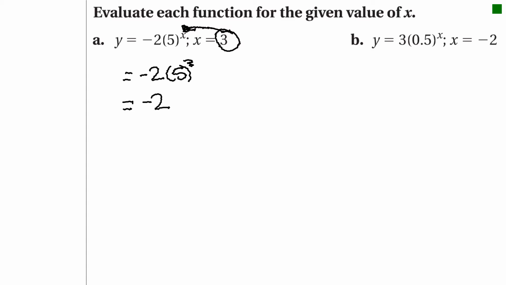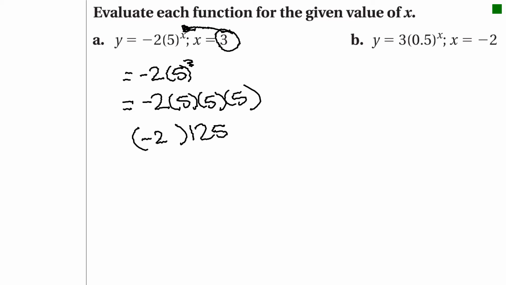I'm going to expand this out: -2 times 5 times 5 times 5. 5 times 5 is 25. 25 times 5 is 125. Negative times positive is negative. 2 times 5 is 10, carry the 1. 2 times 2 is 4, plus 1 is 5. 2 times 1 is 2. Negative 250. All right. Ooh, we're going to switch it up and go with a decimal.